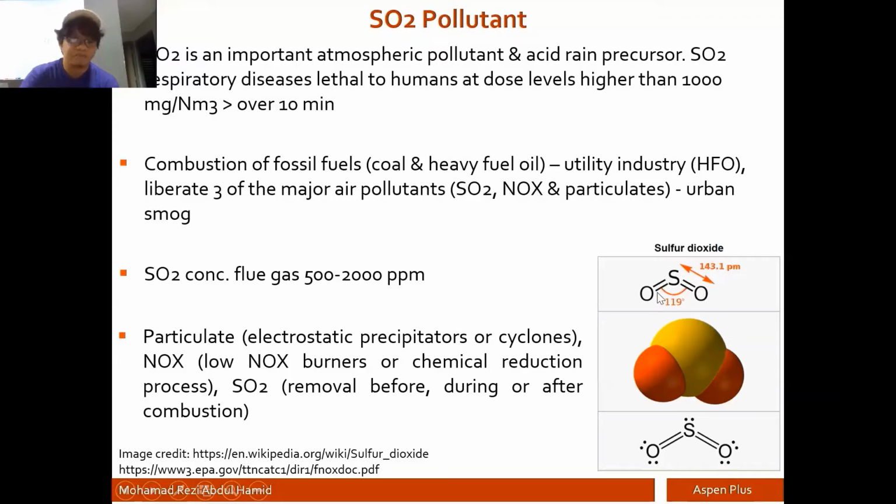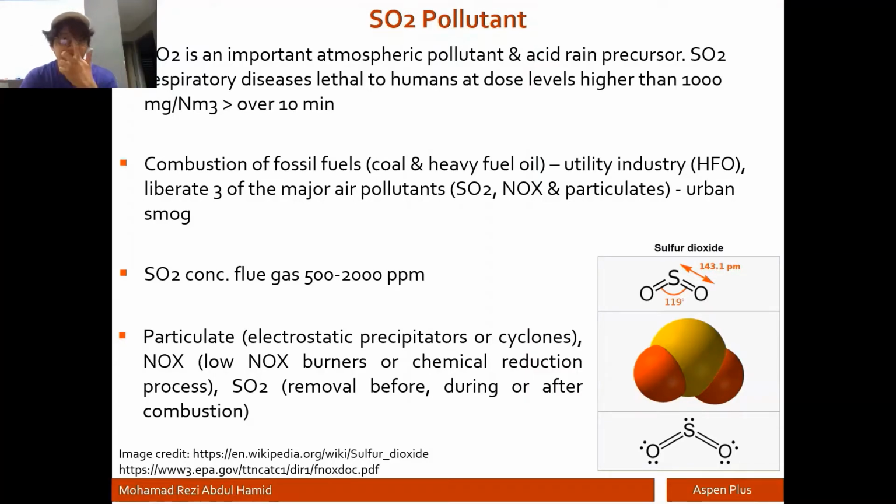Oxygen and sulfur are covalently bonded, and in this case they have a double bond. When talking about SO2, we know that it is an important atmospheric pollutant and one of the precursors for acid rain formation. From a health perspective, it can cause respiratory diseases, and it can be lethal to humans at a relatively high concentration when exposed for a period over 10 minutes.